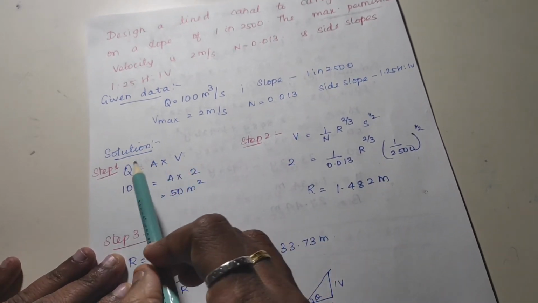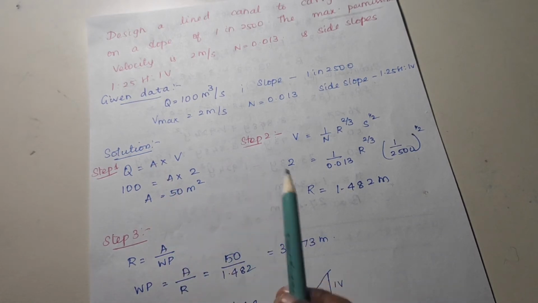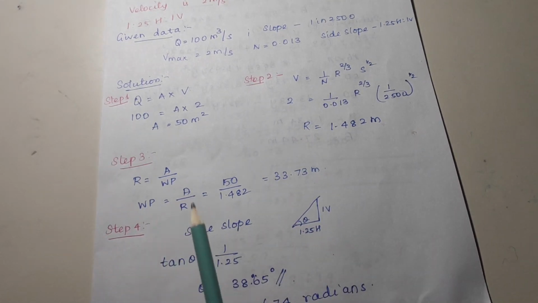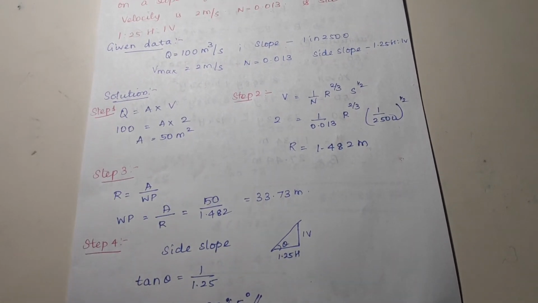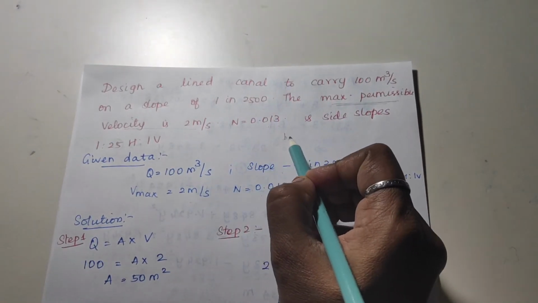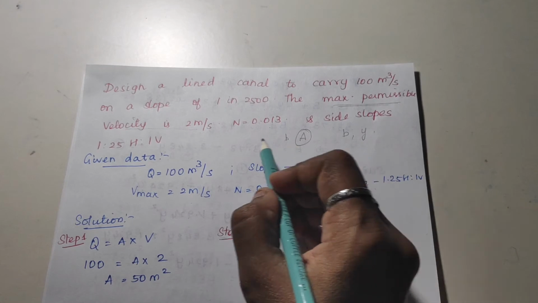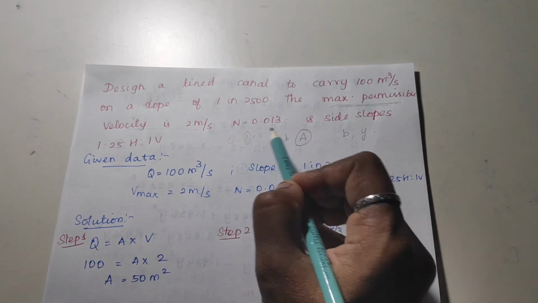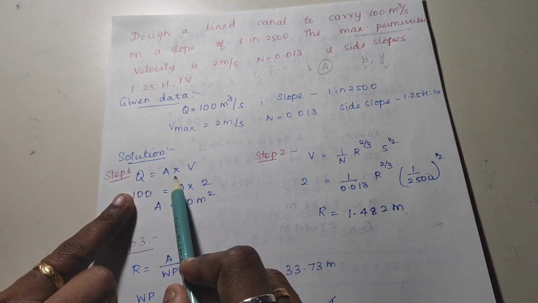We know the formula, simple formula. First you have to find out the area. Second step you have to find the hydraulic mean depth. Third you have to find the wetted perimeter, and the fourth step you can find out the area and perimeter, and from that you can find out the dimensions. We can find out the dimensions if we know the area, we can easily find out what is the breadth and what is the depth. We know the formula Q is equal to area into velocity. If we know the area, you can easily find out the breadth and the depth. So first step is Q is equal to area into velocity.